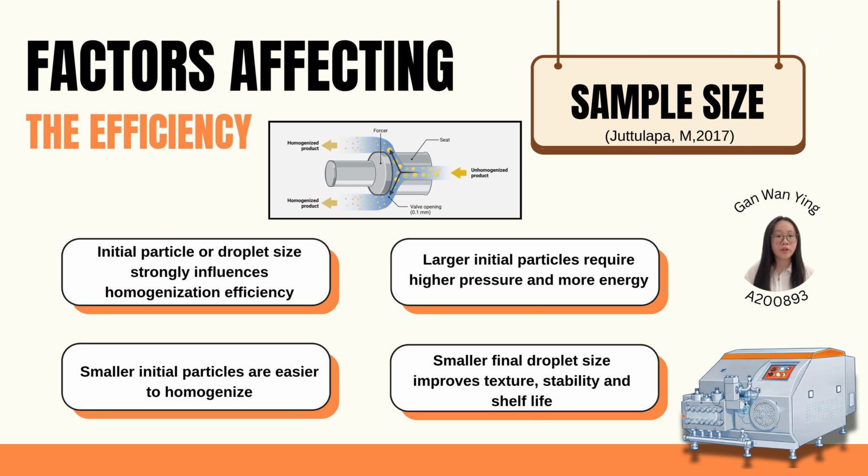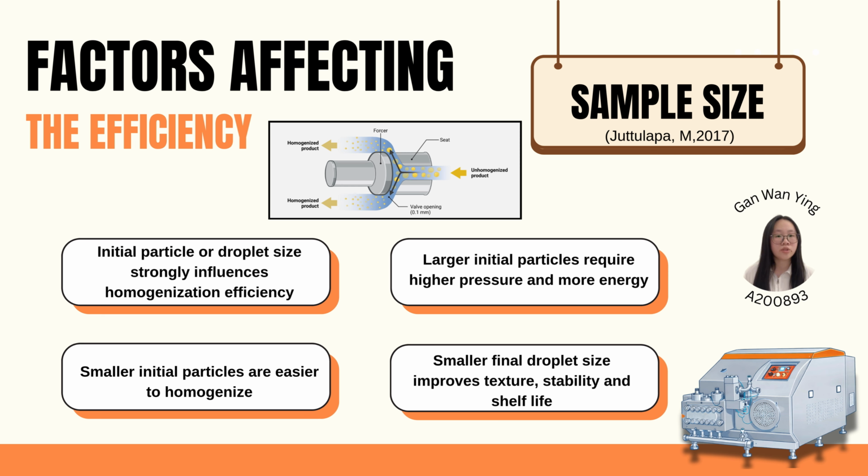First, the initial particles play a very important role. Larger initial particles require higher pressures and more energy to break them down during the homogenization. This means the process becomes less efficient and more costly. On the other hand, the smaller initial particles are easy to homogenize because less force is needed to reduce their size. As a result, the process becomes more effective.